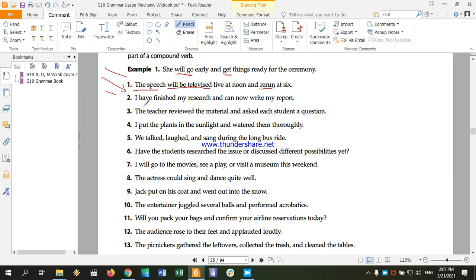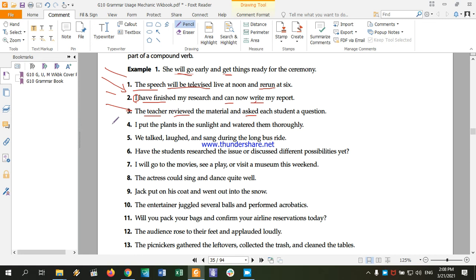Number 2, I have finished my research and can now write my report. I, this is the subject, have finished, this is the first verb, and can write my report, this is the second verb of the compound verb. Number 3, the teacher reviewed the material and asked each student a question. Teacher is the subject, reviewed, this is the first verb, and asked, this is the second one.